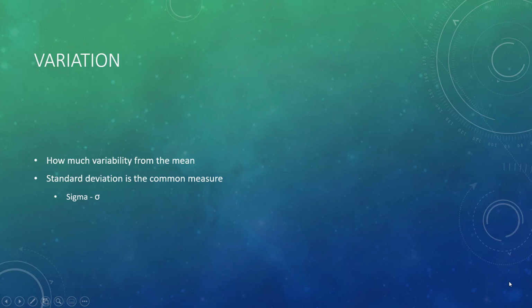So variation. Also with statistics, you have what's called a standard deviation, and it's the common measure of the variability from the mean. All data has a standard deviation. The deviation itself, which we'll talk about, is the same for everything, but the value will be different based on the data.